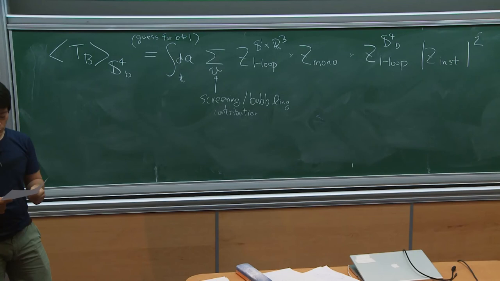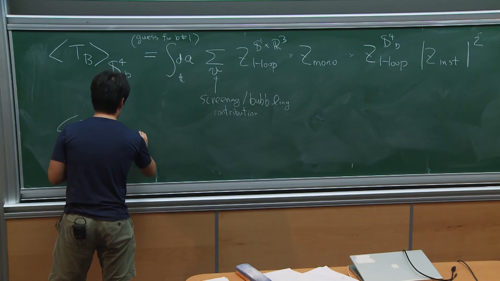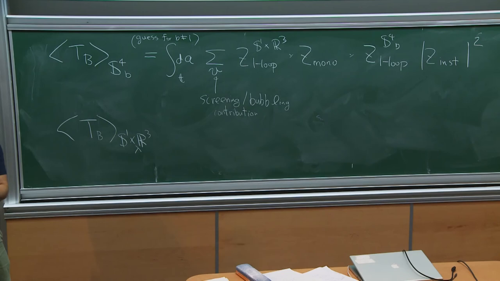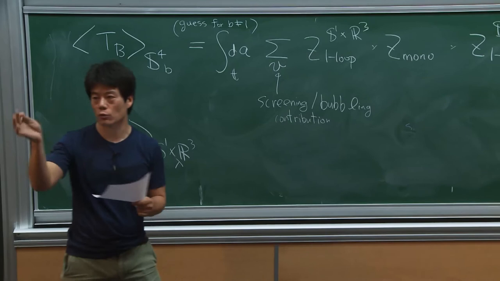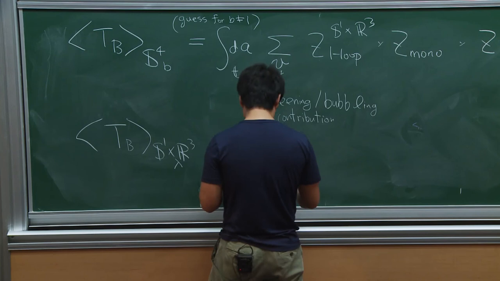Now I also want to give a formula for S1 times R3. And there is actually an omega deformation parameter on S1 times R3 because R3 is fibered over S1. So when you go around S1, there is some rotation along the third axis. Now, this can be written as a supersymmetric trace in some Hilbert space.